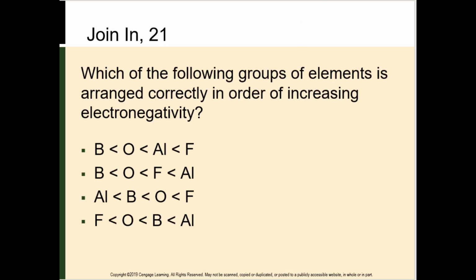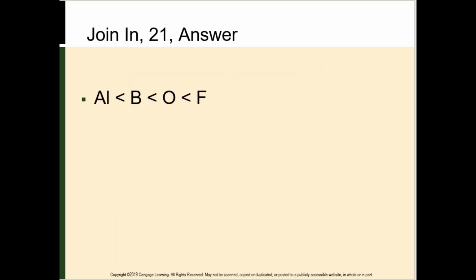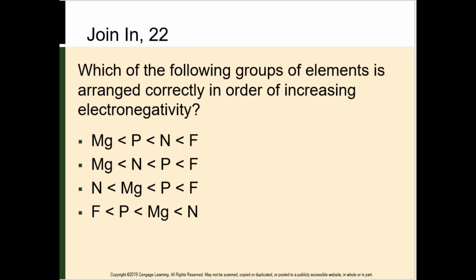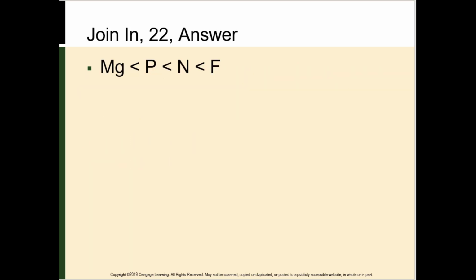So taking that information, which one of the groups is arranged correctly in order of increasing electronegativity? So why don't you pause and take that electronegativity chart and put them in order of increasing, with the furthest to the right being the greatest electronegativity. Hopefully you got this answer. Let's look at another. Which one of these is in order? So pause it. Hopefully you got this.